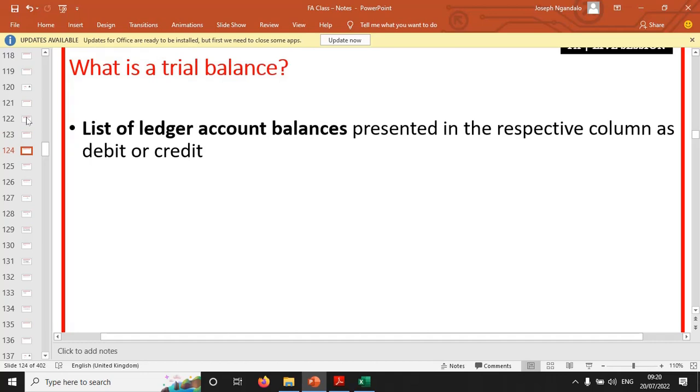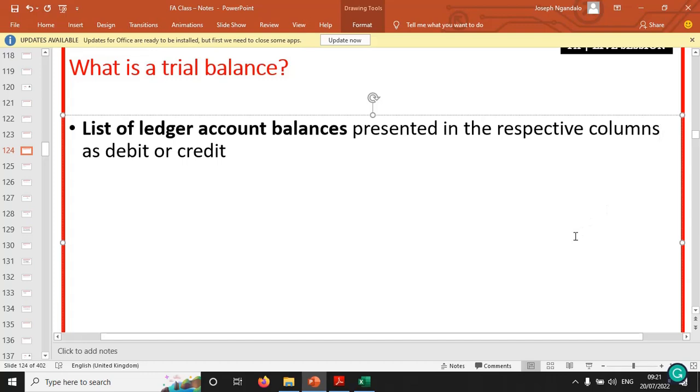All right? So let us now see if we can make some progress. What is the trial balance? These are highly examinable things that we're about to deal with here. The trial balance can be described as a list of ledger account balances. I think there's good redundancy here because we are just from doing the trial balance. A list of ledger account balances presented in the respective columns as debit and credit. We have, of course, two columns, debit and credit.